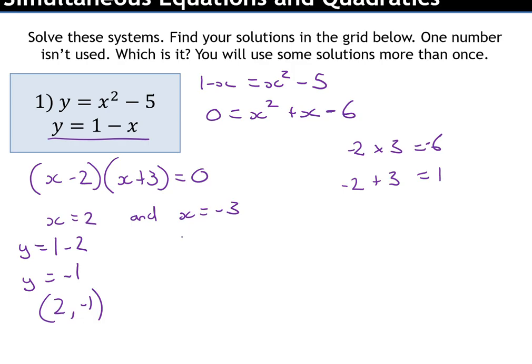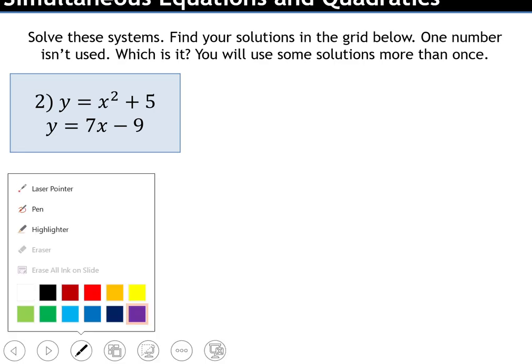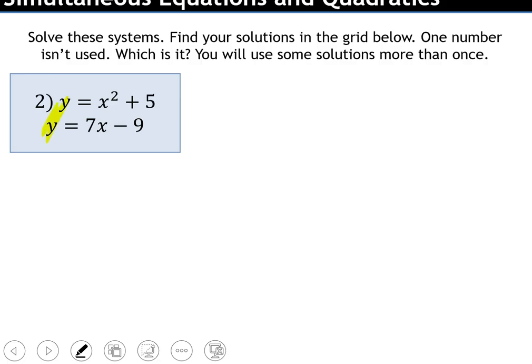And the other one I've got is going to be y is equal to 1 take away -3. So y must equal 4. So I've got -3 and 4 as my 2 points. We'll do a couple more, but it's just going to be very repetitive now. So the next part, same thing follows. The first thing I'm going to do is make them equal because y is by itself.